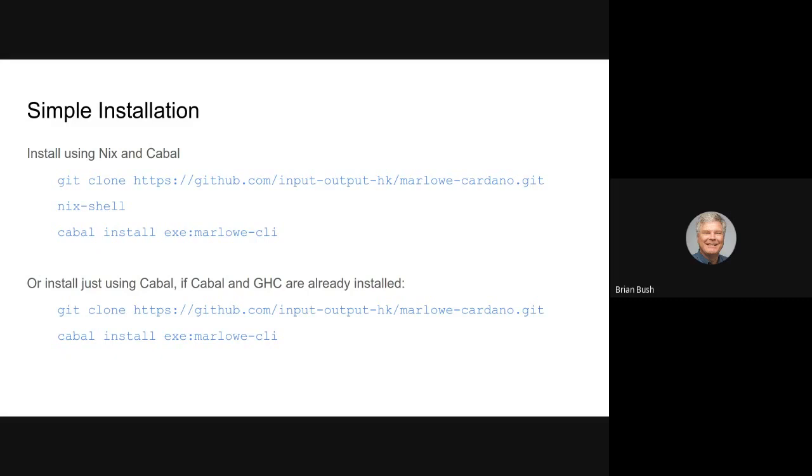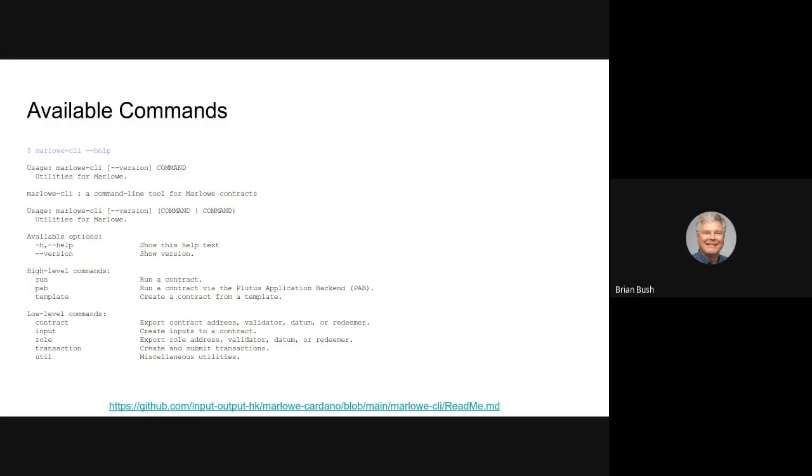It will take a little while if you haven't been doing Cardano development for all the dependencies to download and various packages to build. But with a little patience, you'll have a working version of Marlow CLI after doing the simple installation. So the basic interface for a command line tool is the command line. So here's an example of just listing all the tools that are available within Marlow CLI. And we're not going to go over all these, but I pointed out we have both these high-level and low-level commands.